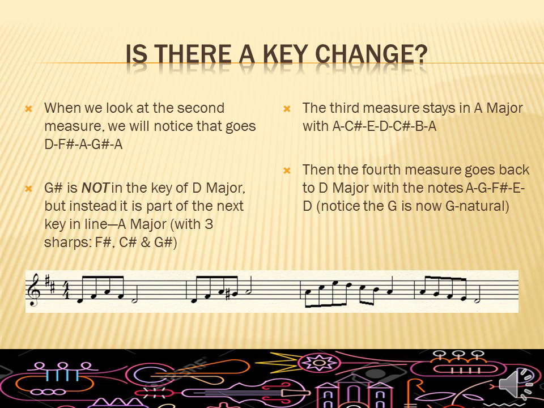When we look at the second measure, we will notice that it goes D, F sharp, A, G sharp, A. G sharp is not in the key of D major, but instead it is part of the next key in line, A major, with 3 sharps, F sharp, C sharp, and G sharp. The third measure stays in A major, with A, C sharp, E, D, C sharp, B, A.